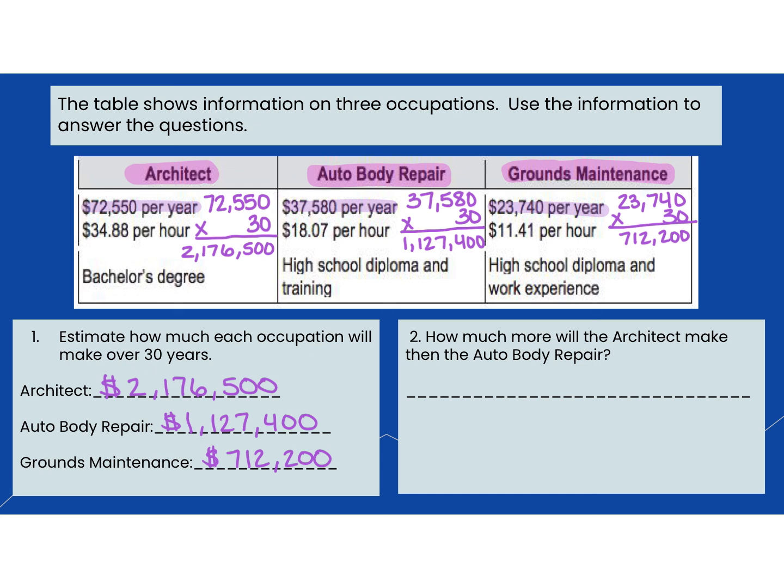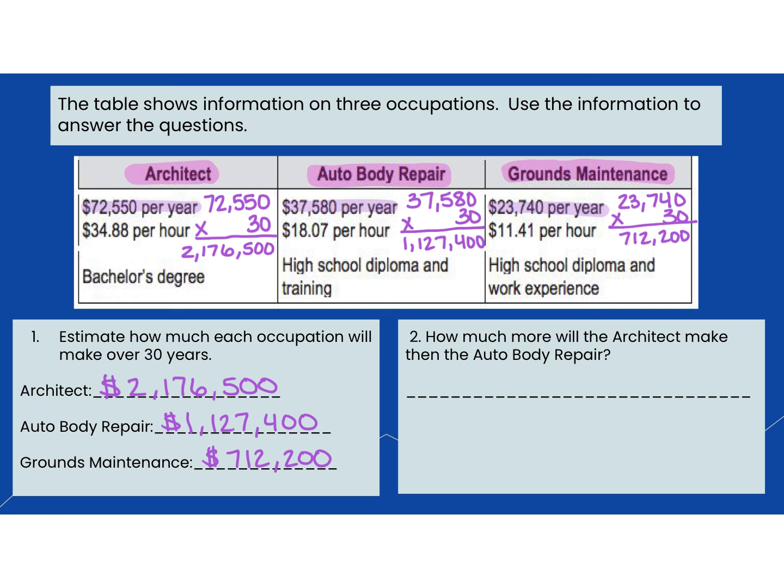Next, we will need to figure out how much more the architect will make than the auto body repairman over 30 years in the lifetime income. Normally, we would find the difference of the 2 salaries and then multiply that difference by 30 for the lifetime income. However, since we've already calculated the lifetime incomes of both occupations, we could subtract those 2 amounts to find our answer.